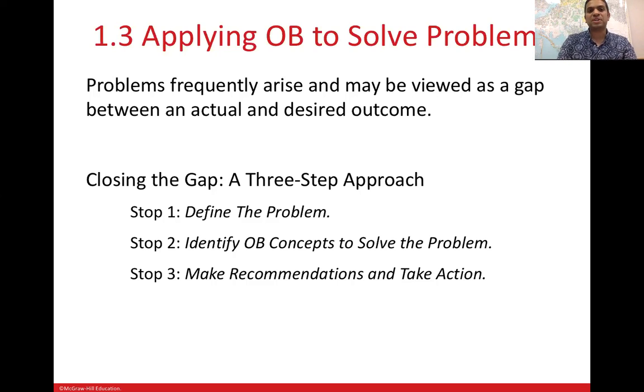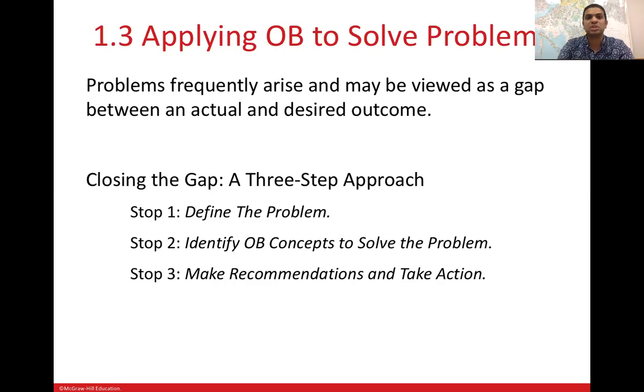However, what if we find that our best performing employees or highly qualified employees are leaving the organization and there's a high turnover? That's when there is a problem. Okay? So remember, problems deal with outcomes that we do not desire, right? So step number 2 then is to identify certain OB concepts to solve this problem. So we basically ask ourselves, why does this problem happen?